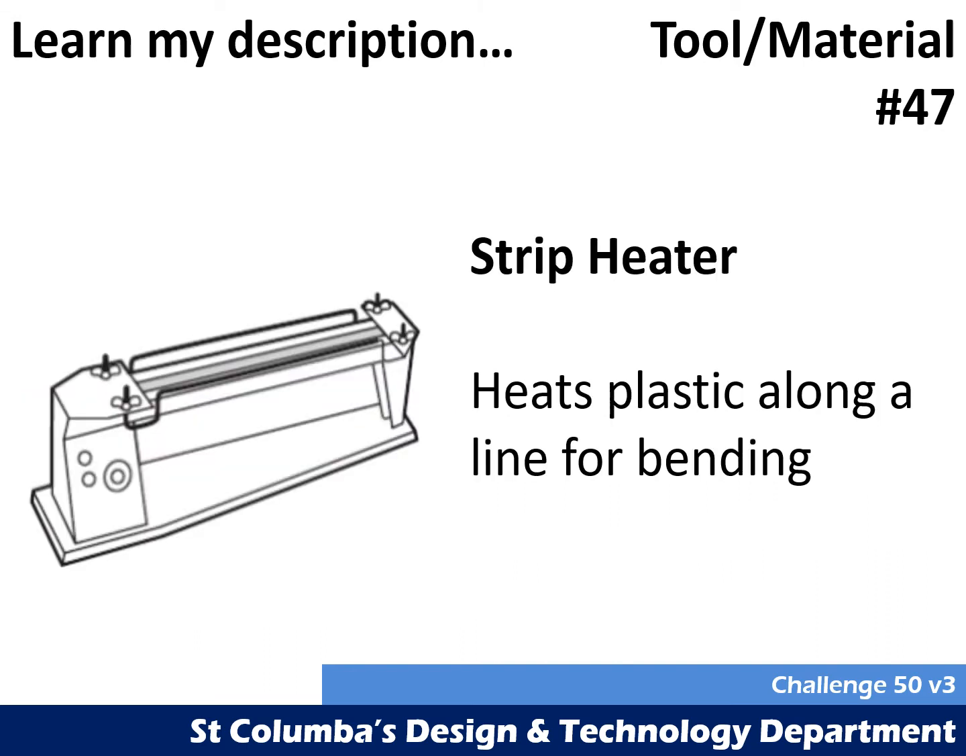Tool number 47 is the strip heater. The strip heater is used to heat plastic along a line for bending. So there is a heated element that runs along the length of the strip heater. You would hold your plastic over that heated element until it softens along that particular line, and then you would bend it around a former or pattern. So tool number 47 is the strip heater, and it heats plastic along a line for bending.